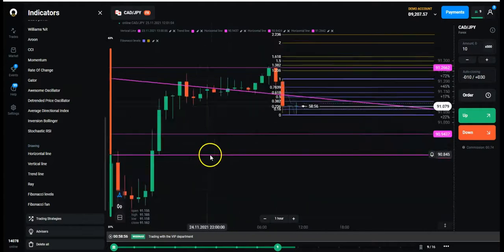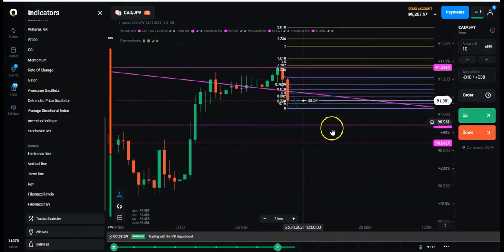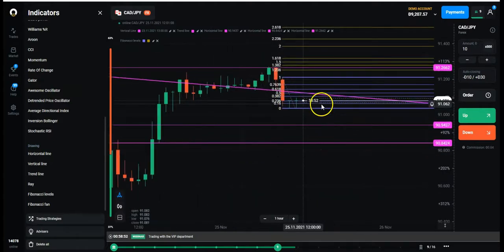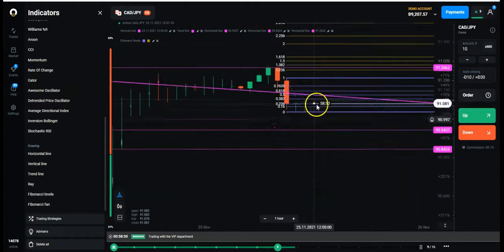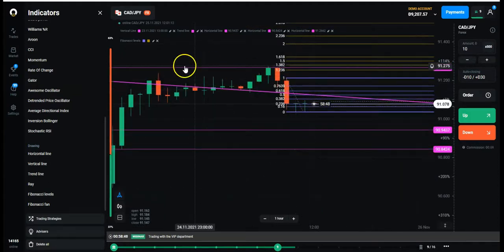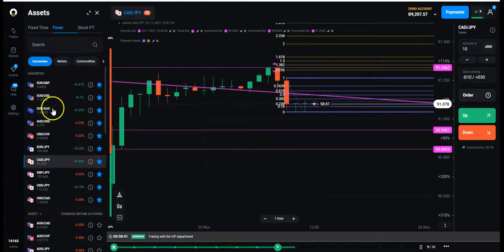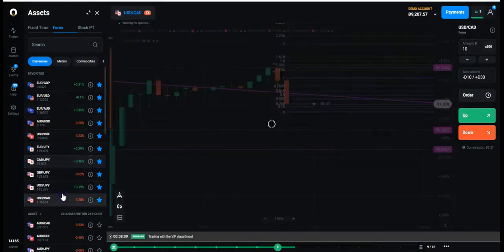So that's the CAD yen here for you. It's a brief analysis of that. So I'll wait for the New York session for price action to play out. Okay. Now let me have a look at the other pair I was considering, which was the dollar CAD.